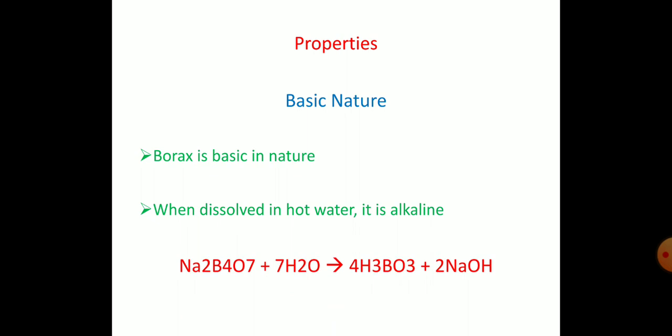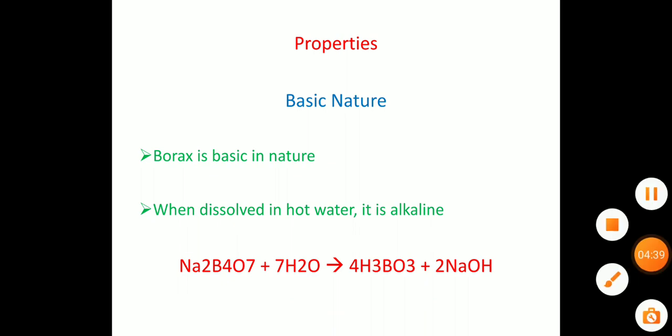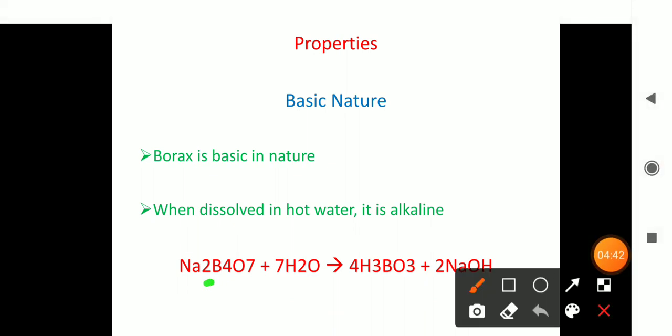Borax is taken, Na2B4O7, and it is dissolved in water, H2O. As a result, we get 2 components. What are they? One is boric acid, H3BO3, and the other is sodium hydroxide. What is the formula of sodium hydroxide? NaOH. So this is borax. When it is dissolved in water, we get boric acid and sodium hydroxide. And the formation of this sodium hydroxide indicates the alkaline nature of the aqueous solution of borax. Is it clear, students? Yes.